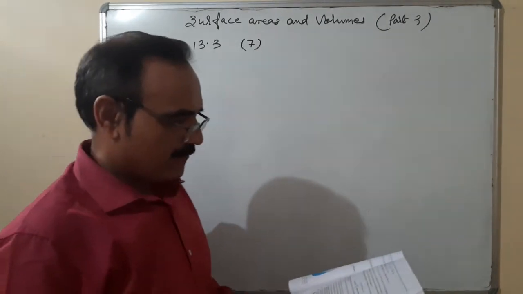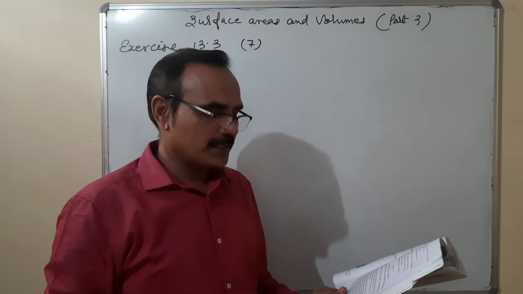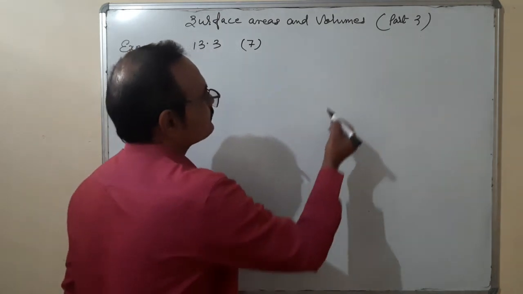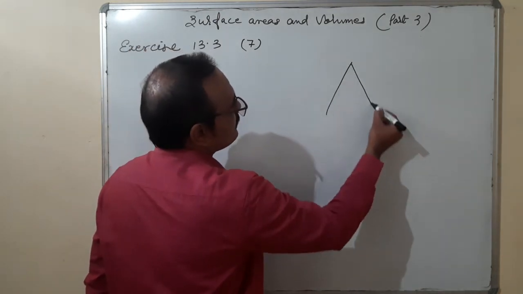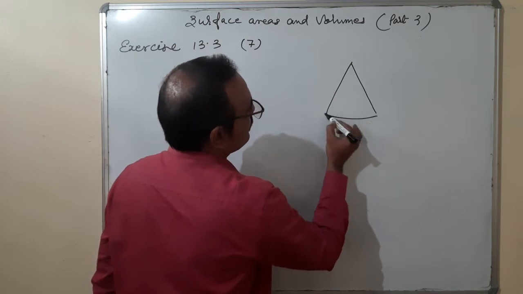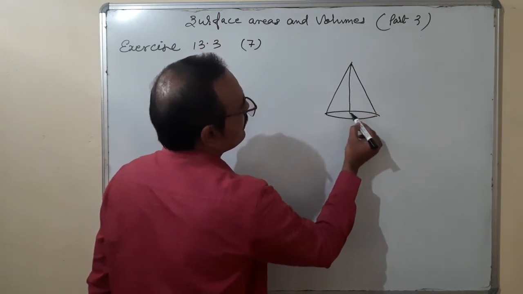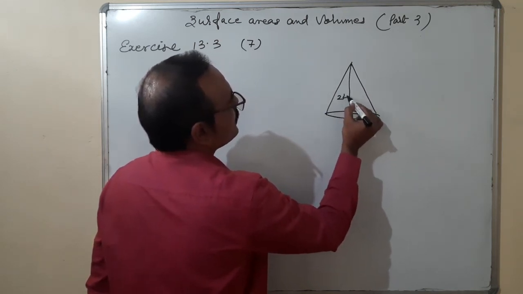Joker's cap, which is in the shape of a circular cone of base radius 7 and height 24. Base radius is 7, height is 24.